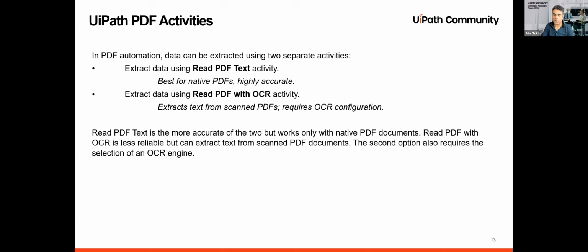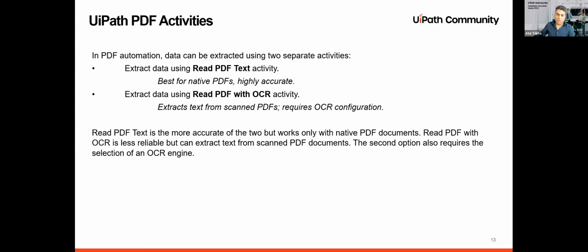But if you are dealing with scanned PDF, which we have covered earlier, which has images, that's where Read PDF with OCR comes into the picture. There are multiple OCR engines. OCR is powerful, but it introduces complexity. So that's why I mentioned, wherever possible, start with Read PDF Text first. If it has images, that's where you go with OCR. And if documents are not predictable, that's where Document Understanding comes into the picture.